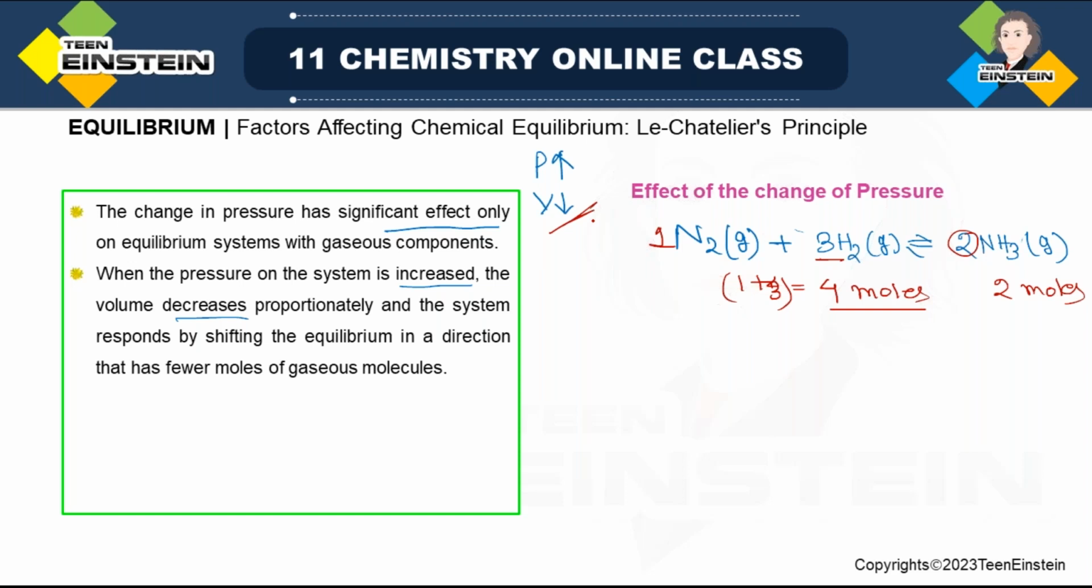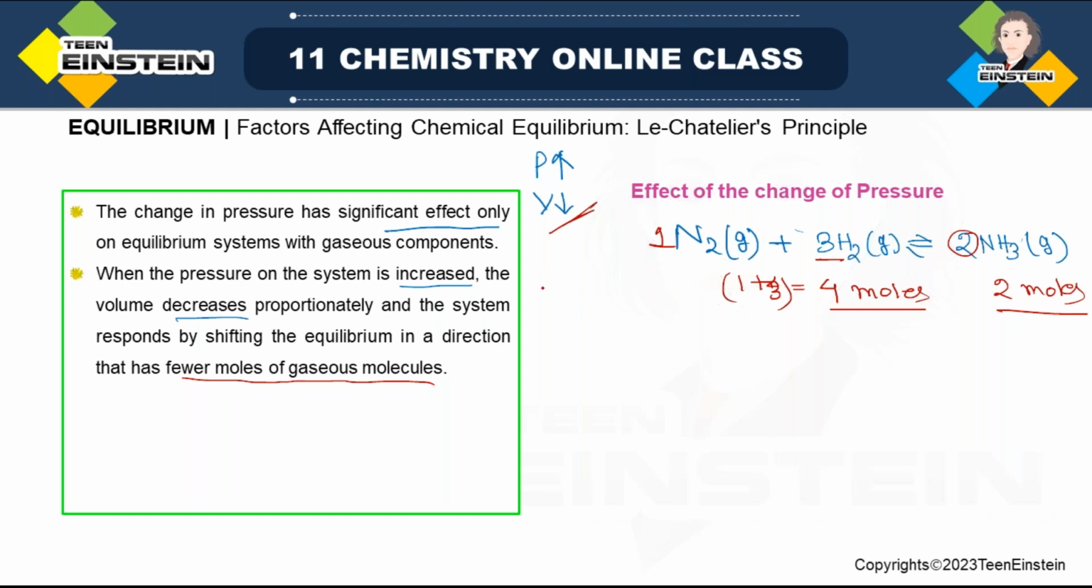Why are we saying so? Because volume and number of moles are proportional to each other. So in this case, the reaction will shift more towards the ammonia side. That means more ammonia will be produced, right? So the system responds by shifting the equilibrium in a direction that has fewer gaseous molecules, and that direction in this particular example is towards the right hand side, towards the ammonia side, right?